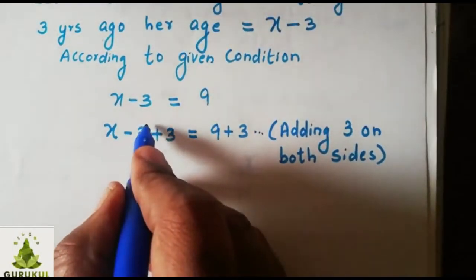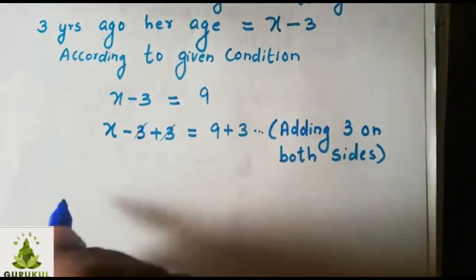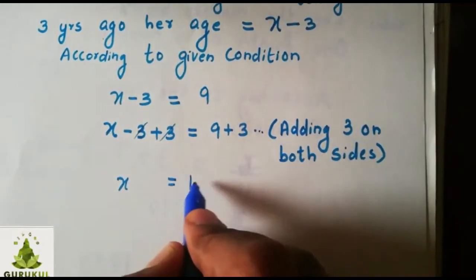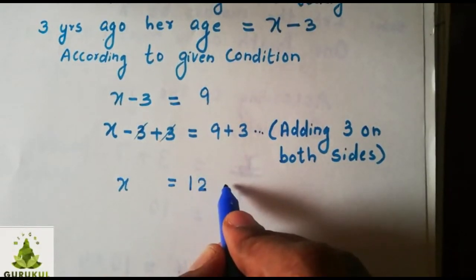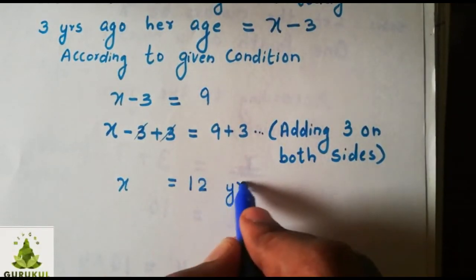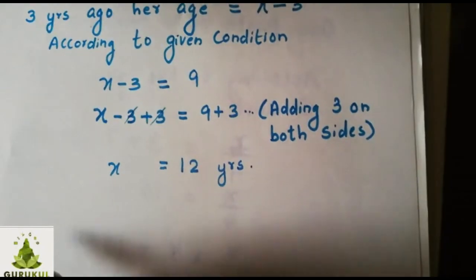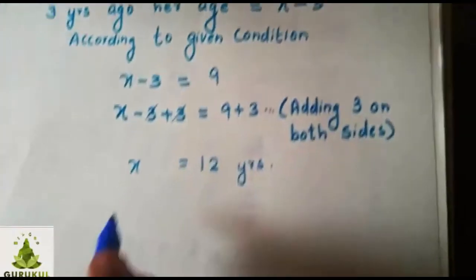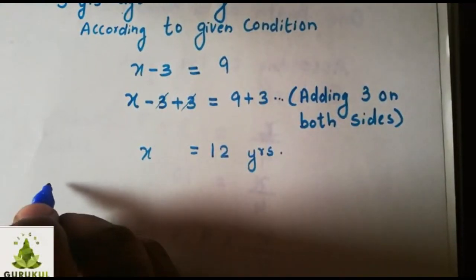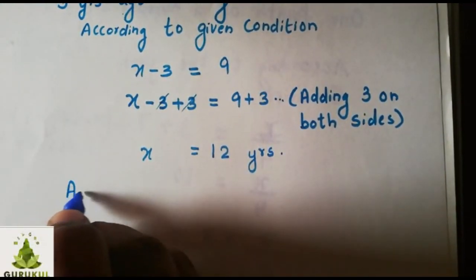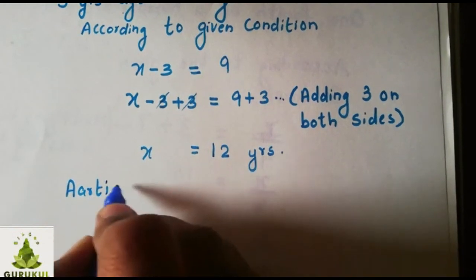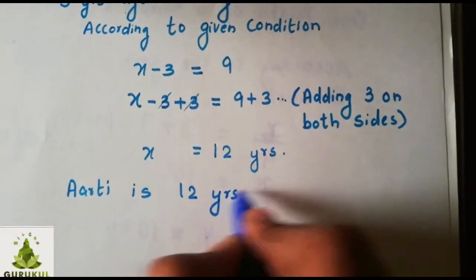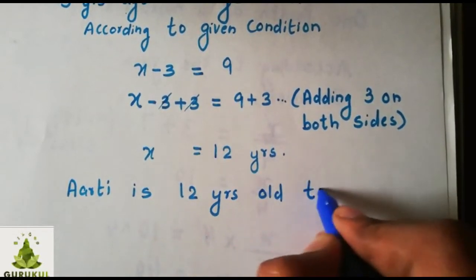So, what do I get here? This gets cancelled, minus 3 plus 3 becomes 0. So, what is remaining? x is equal to 9 plus 3, which is 12 years. Is it clear? So, x is equal to 12 years. We took x as the age of Aarti today. So, x equals 12. So, the final statement is: Aarti is 12 years old today. Is this clear?